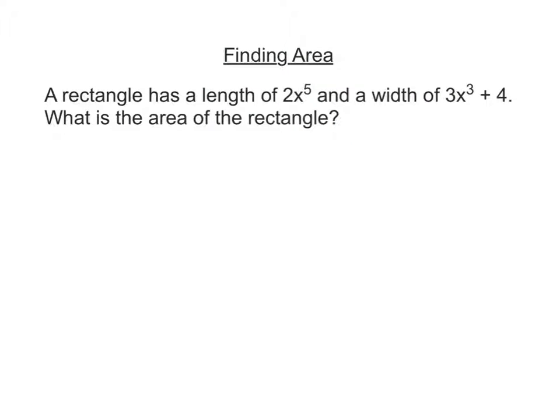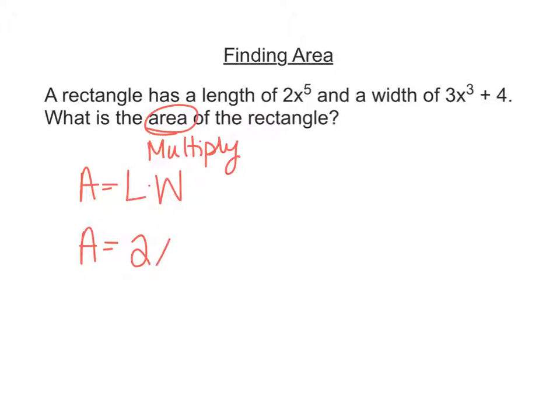All right, our last example for today is about area. Yesterday we talked about perimeter, which is when you add all the sides. And today when we talk about area, to find the area of a rectangle, we're going to multiply. Or you can write down the formula that area equals length times width. So when I do that, I'm just going to set up my equation. Area equals length, which is 2x to the fifth, times the width. And because the width is this whole thing, I'm going to use parentheses so I can keep it all together.